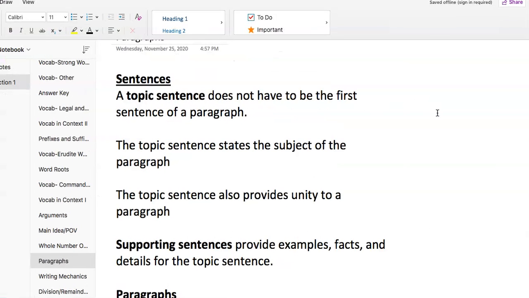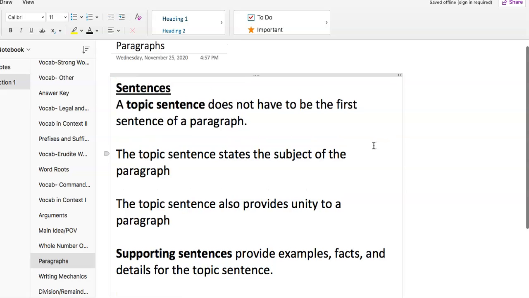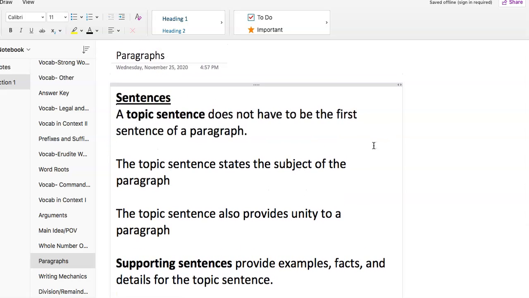All right, let's take a look at paragraphs here. So two of the main points that we're going to focus on are topic sentences and supporting sentences and what each of their roles are.